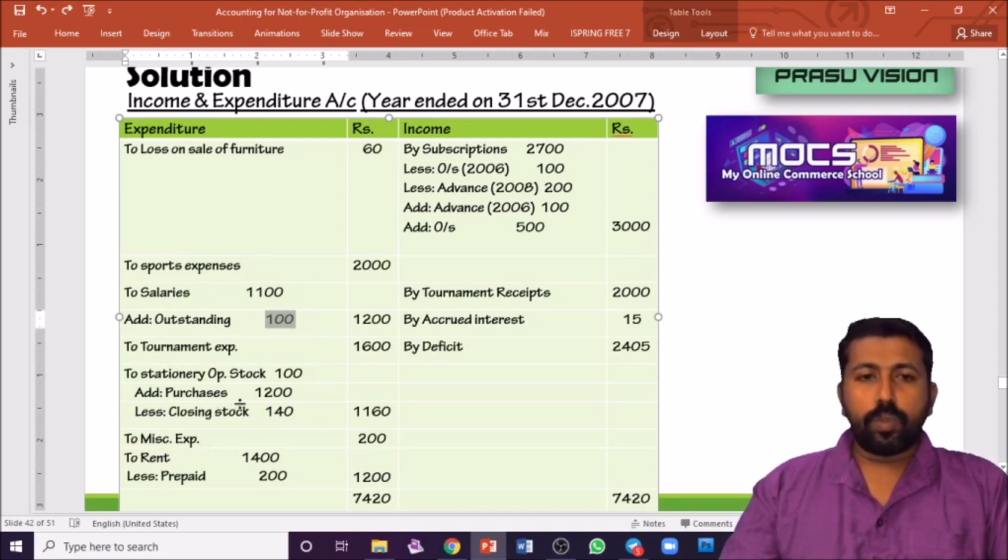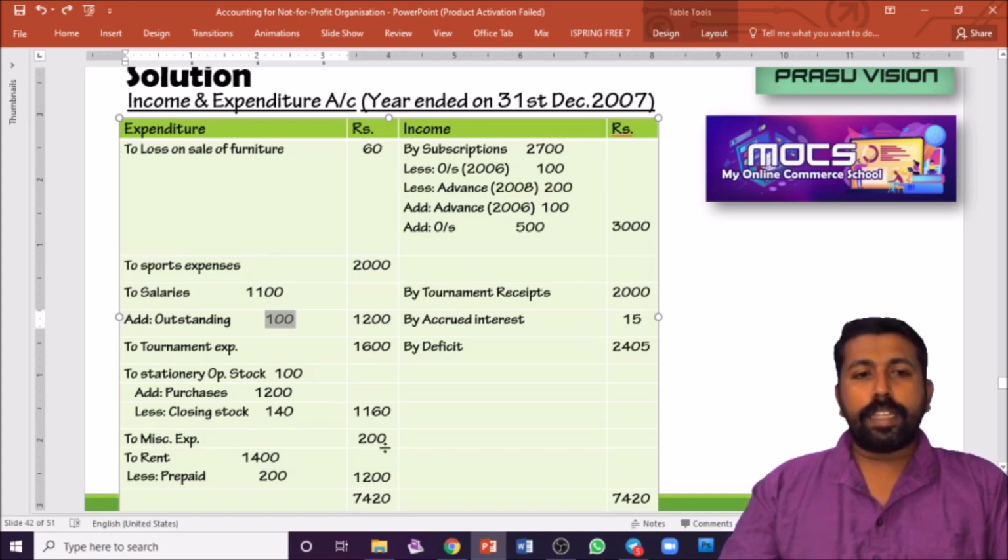Stationery, what we have to do? Opening stationery is 100. Purchased during the year 1,200. It is available on the payment side of the receipt and payment account. And the amount of closing stock is 140. So we will get the consumption of stationery rupees 1,160.